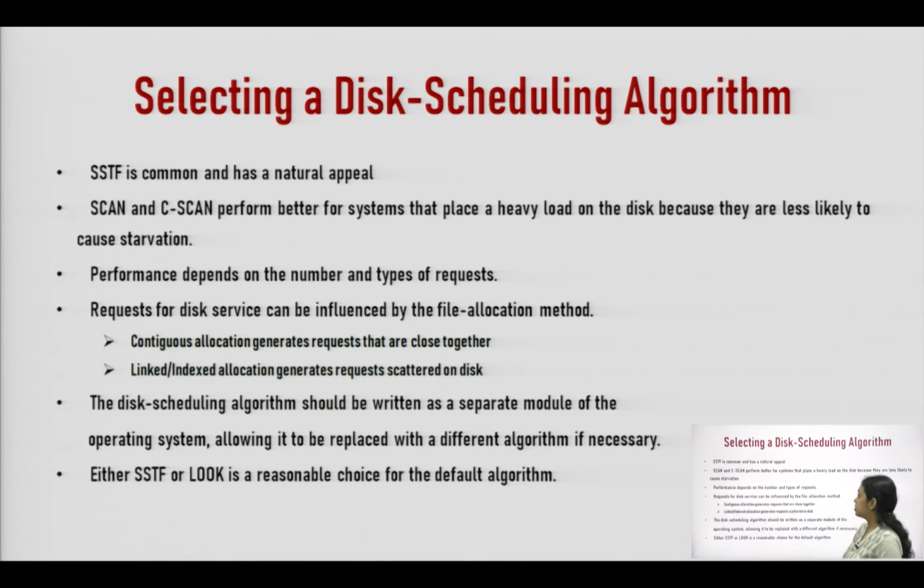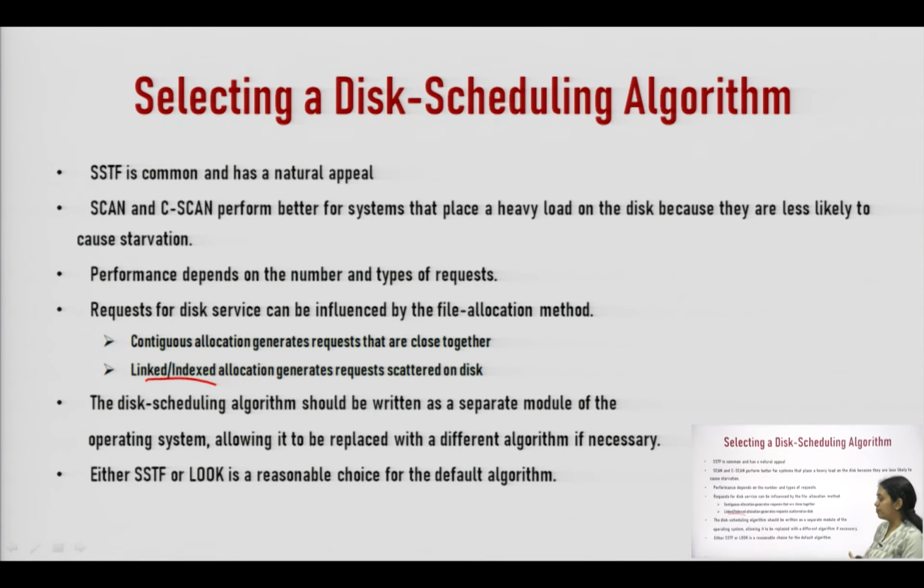Then performance also depends on the number and types of requests. Along with the types of requests, a lot is dependent on the file allocation method also. For example, contiguous allocation means that all the requests are nearby, so there will be less head movement. On the other side, if we have linked allocation or indexed allocation, that means the requests are scattered all over the disk, so obviously it will lead to much more head movement. Because of all these complexities, the disk scheduling algorithm may be written as a separate module if required, because there are a lot of things that need to be considered.